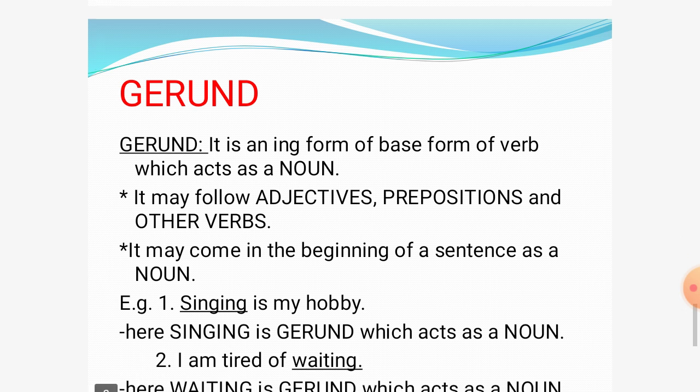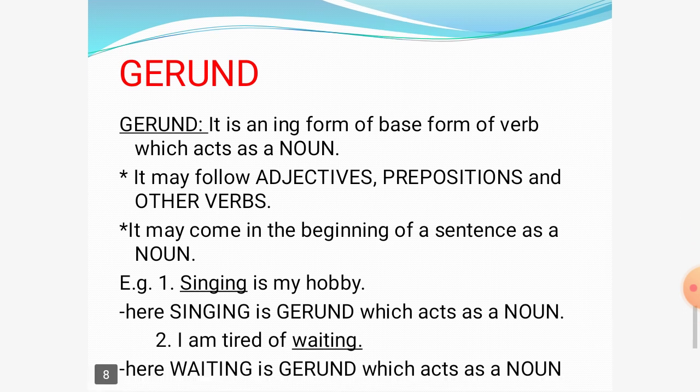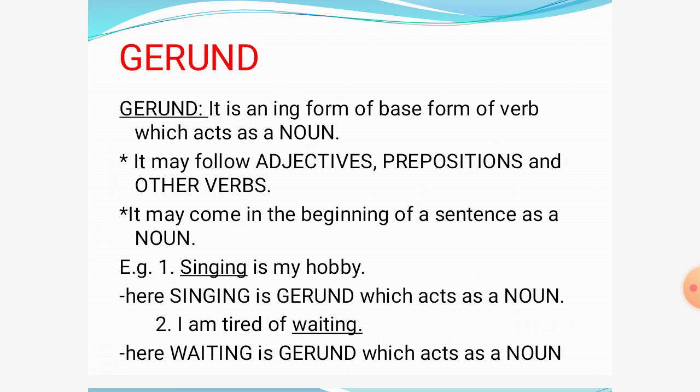Let's talk about the next non-finite verb, that is gerund. Gerund is an ing form of base form of verb which acts as a noun. It may follow adjectives, prepositions, and other verbs. It may come in the beginning of a sentence as a noun. For example, singing is my hobby. Here, singing is gerund, which acts as a noun. What is my hobby? Singing.